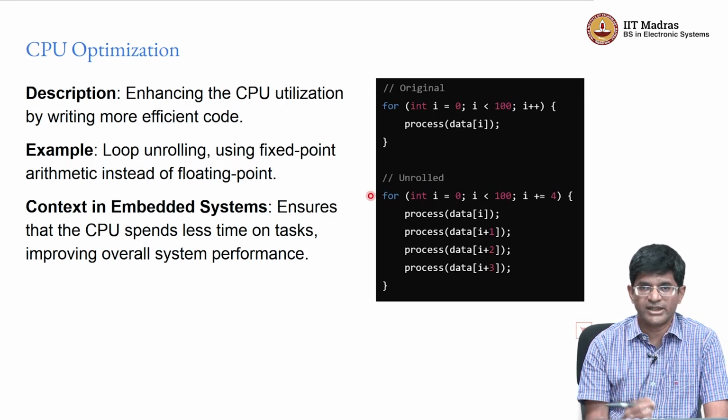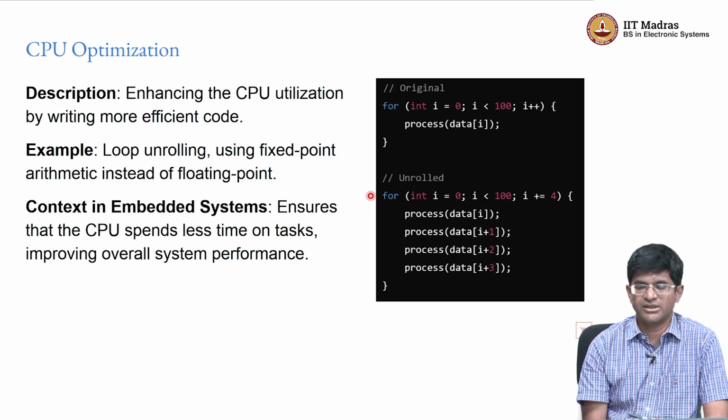Similarly, using fixed point arithmetic instead of floating point, there are a number of different optimizations, some of which can be automated, meaning that the compiler can directly step in and help you with it, but some of which you as the designer need to be able to take a call whether it's possible to rewrite the code in a certain way.